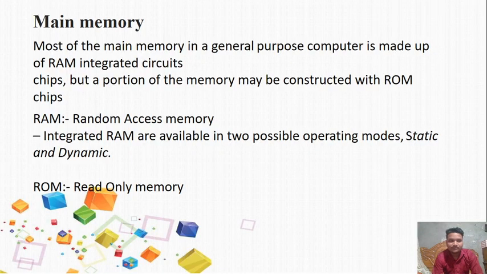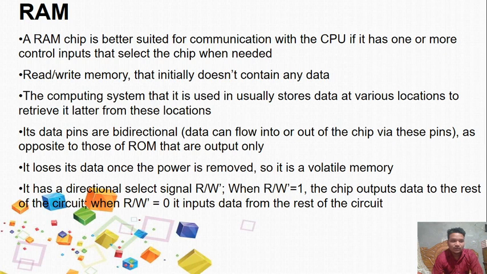So let's start. First, main memory. Most of the main memory in a general purpose computer is made up of RAM integrated circuit chips, but a portion of the memory may be constructed with ROM chips. RAM is the short form of random access memory. Integrated RAM is available in two possible operating modes: static RAM and dynamic RAM. Later we will discuss static RAM and dynamic RAM. The other one is ROM, which is the short form of read-only memory. So here is the RAM.